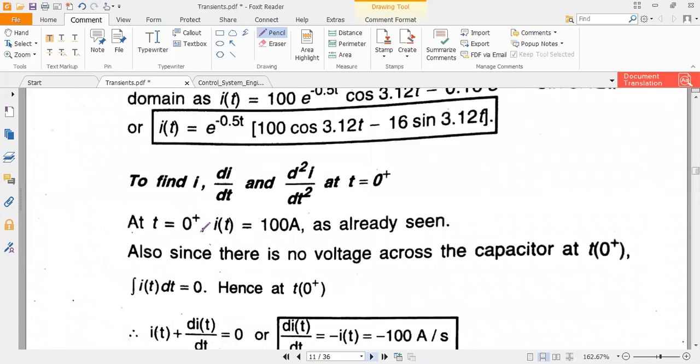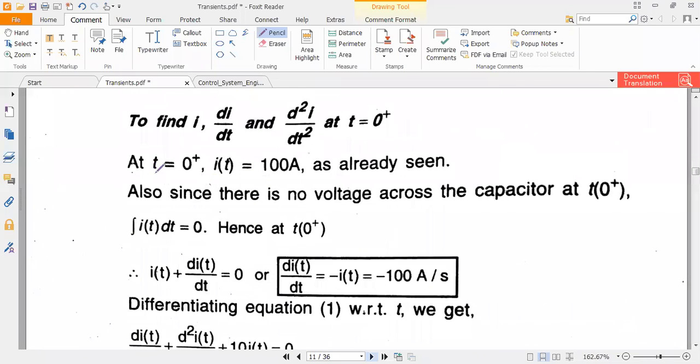I of 0 plus is equal to 100 amperes, so we do not need to find I of 0 plus again. Because at t is equal to 0 plus, that is 100 amperes, we have already seen. Also, since there is no voltage across the capacitor at 0 plus, the integral of I of t into dt is equal to 0. Because a change in current gives us voltage. If there is no change in current, then we won't get any voltage. So that's why the integral of I of t will become 0.